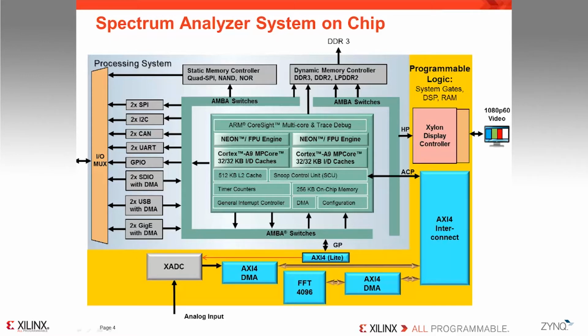We use the Xilinx LogiCORE FFT to implement the 4096-point FFT engine and attach it via a DMA engine to move the source data and FFT results to and from the processor via the ACP to the L2 cache.